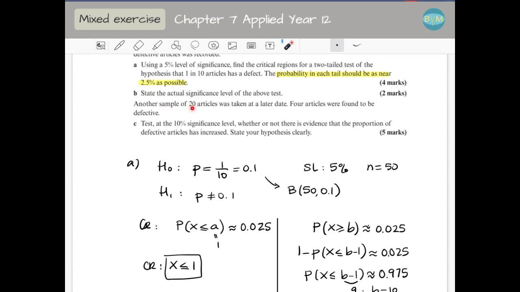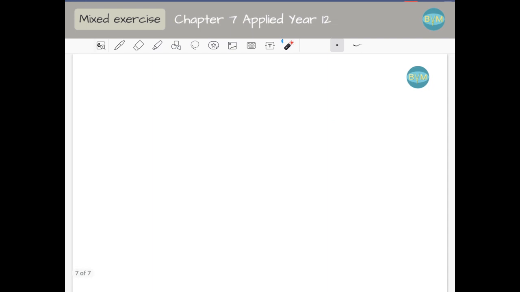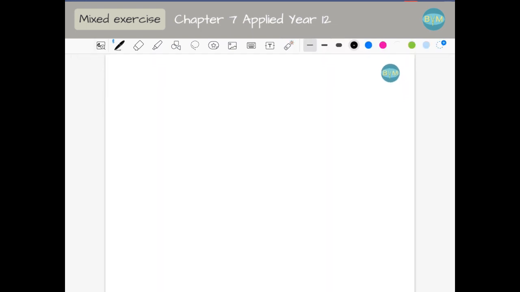Then another sample of 20 articles. So instead of 50, 20 in this case, was taken at a later date. 4 articles were found to be defective, and we have to test at 10% significant level whether or not there is evidence that the proportion of defective articles has increased. So our hypotheses are going to be p equal to 0.1, but now it's not 2 tails, it's just 1 tail. So increase is going to be greater than.